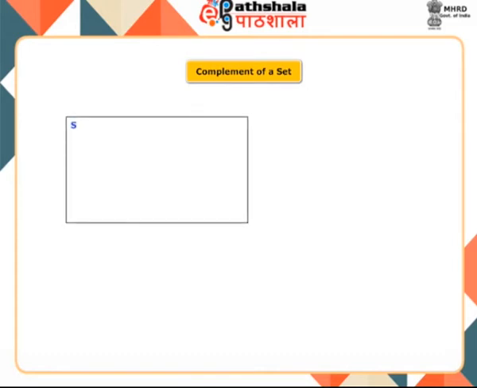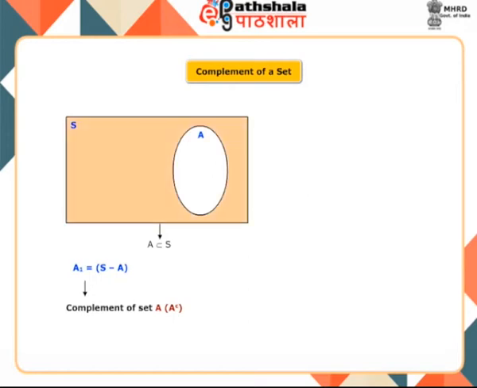Let S denote a space and let A be a subset of S, that is, A ⊂ S. The set that consists of all the elements of S that are not the elements of A is called the complement of set A with respect to space S. It is denoted by A^c. In the above figure, the rectangle represents the space S, and A is its subset as all the elements of A are also present in S. The shaded area includes all those elements which are present in S but not present in A. Thus, it is the complement of A, A^c.